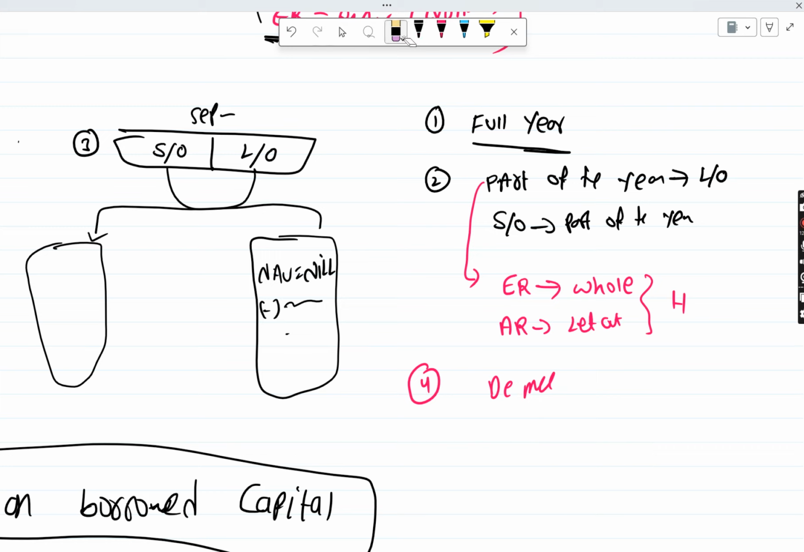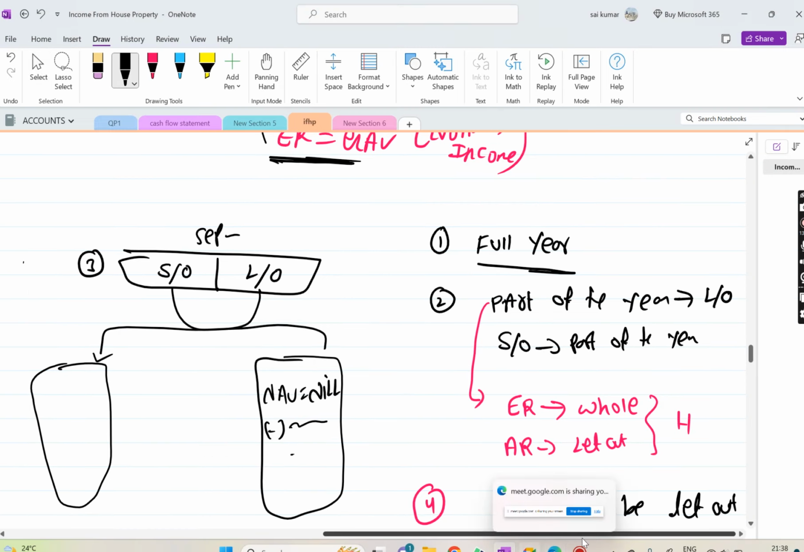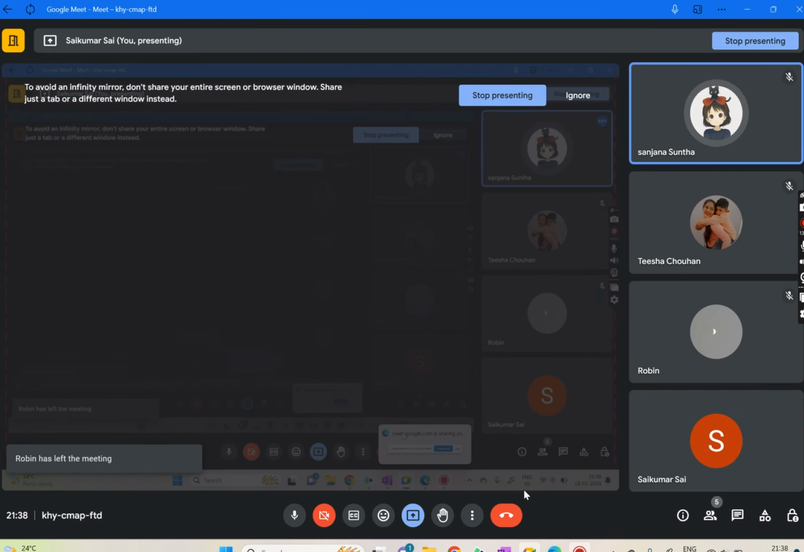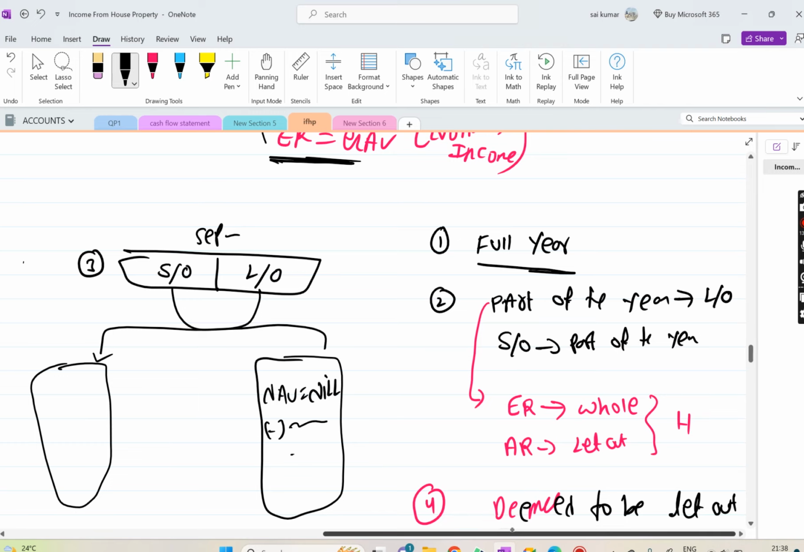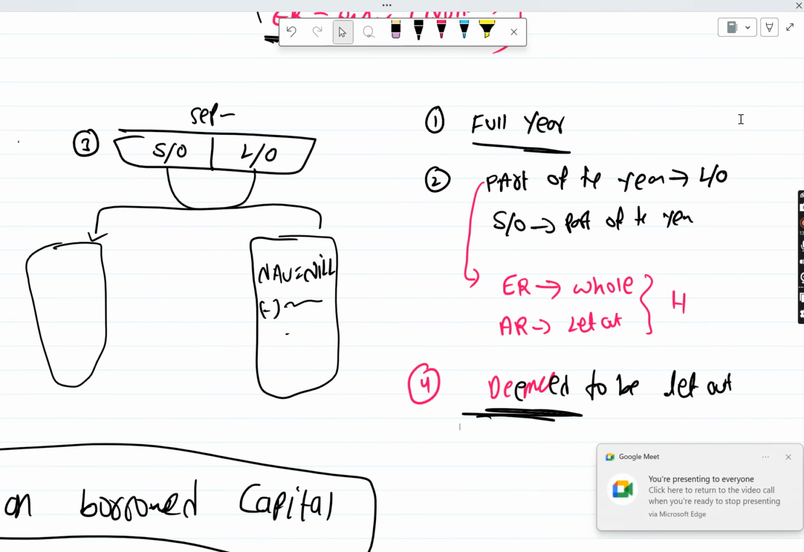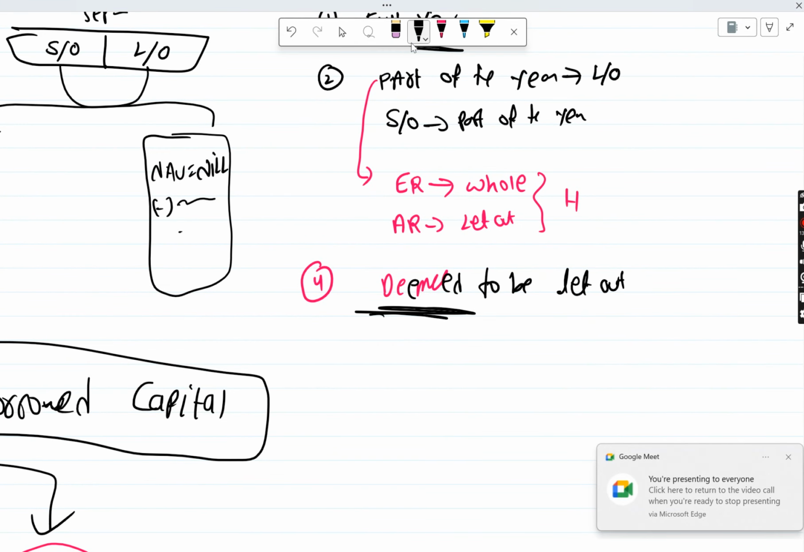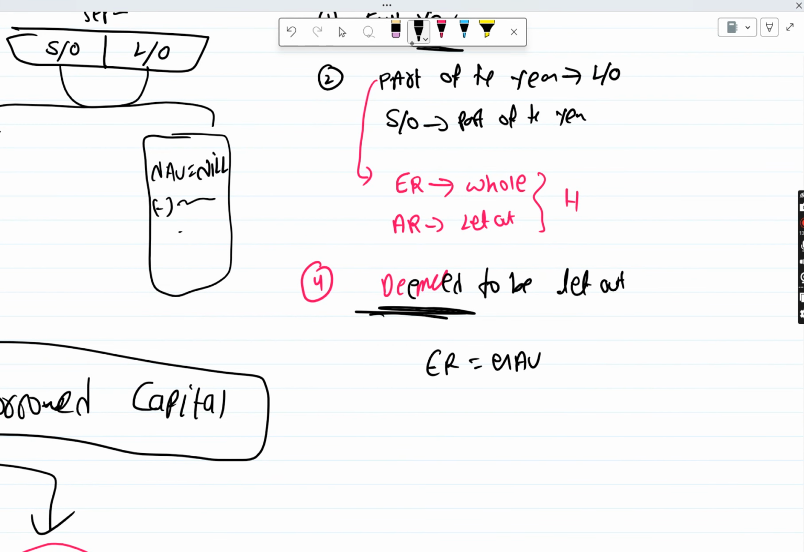When deemed to be let out, what is the GAV? Is there any actual rent here? What is meant by deemed? Why is nobody answering? So expected to be let out. Yes, because there is no actual rent, right? So we cannot compare it with anything. There is no actual rent only, so expected rent will be considered as GAV.